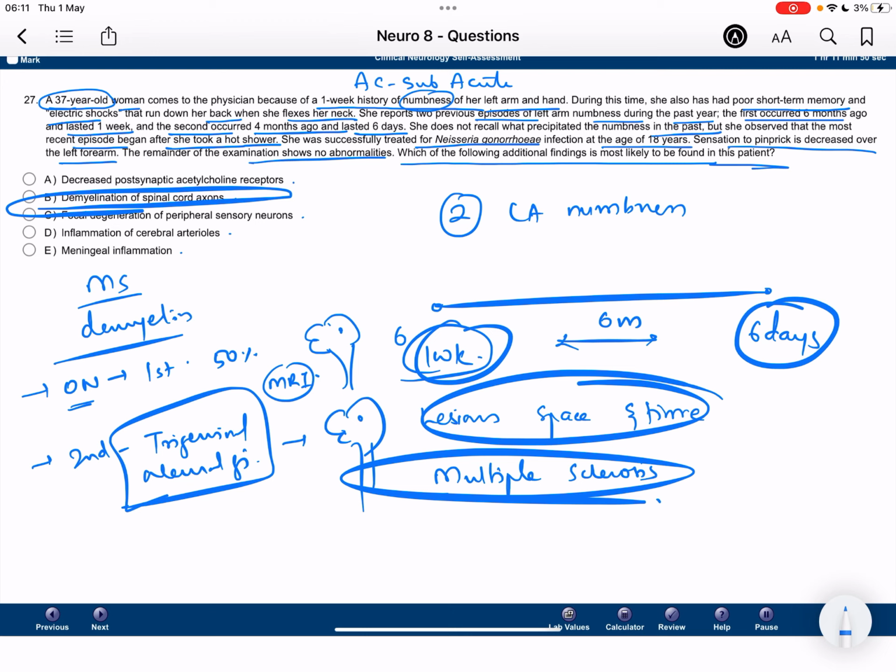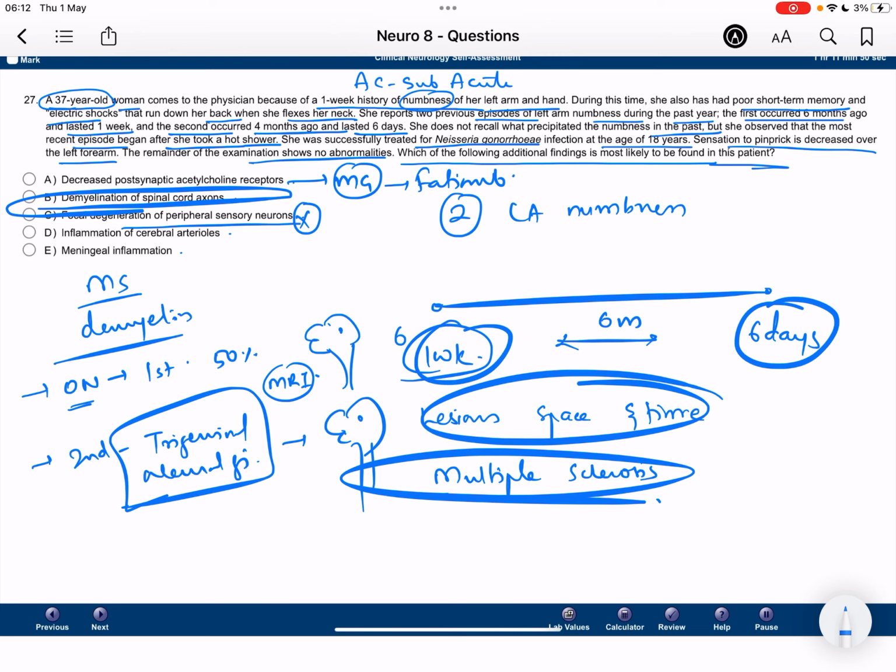We'll see other causes as well. Decreased postsynaptic acetylcholine receptors is basically myasthenia gravis. Whenever there is myasthenia gravis, fatigability is one most important thing the patient can present with. Next, focal degeneration of peripheral sensory neurons can usually be seen with any of the peripheral neuropathies that can present with tingling, but it is not usually separated in space and time. So you'll have to think of that. This is not the answer. This is not associated with an infection as well.